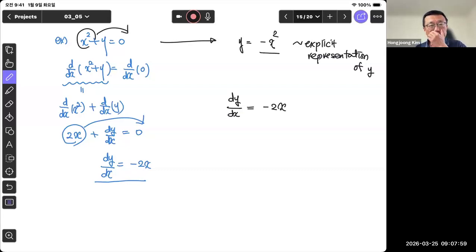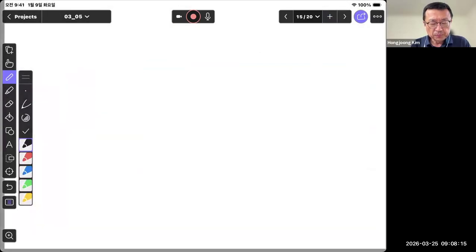That is simple. Sometimes you can derive this explicit representation of y, but sometimes that derivation may be challenging. So here is one example.